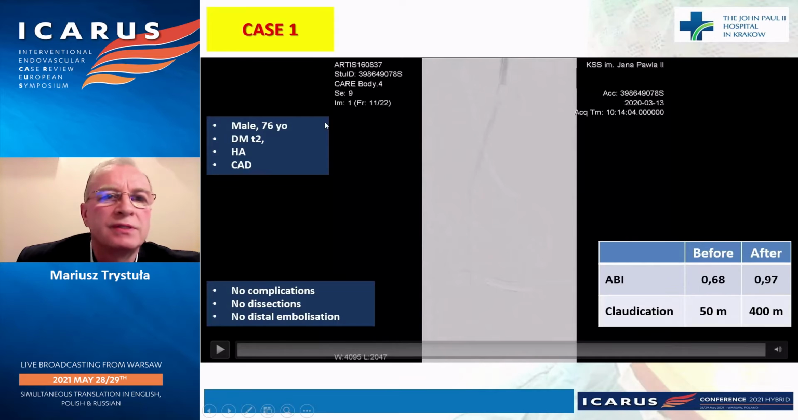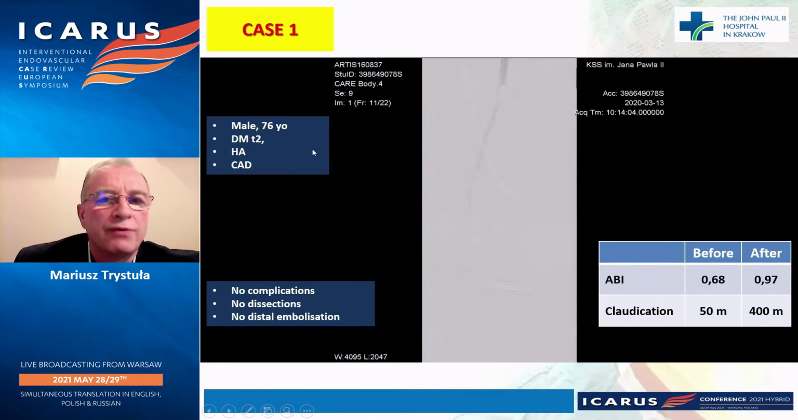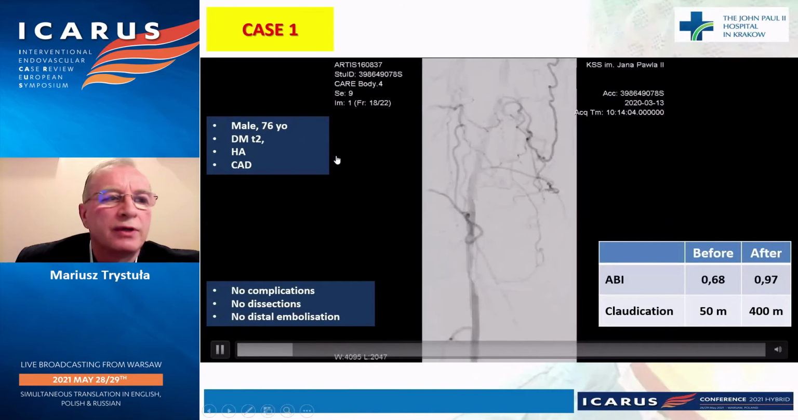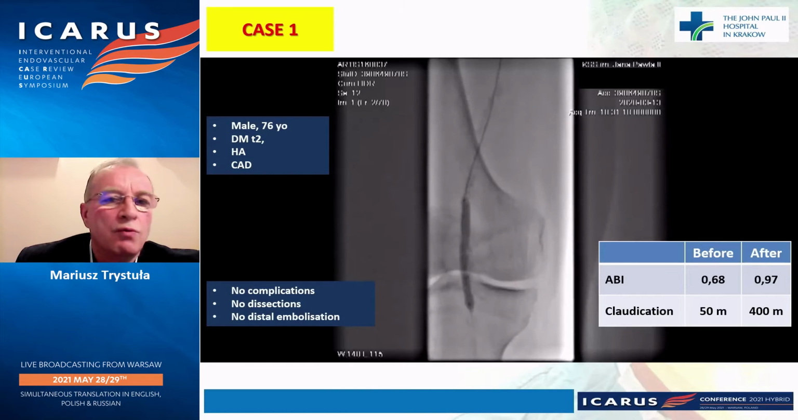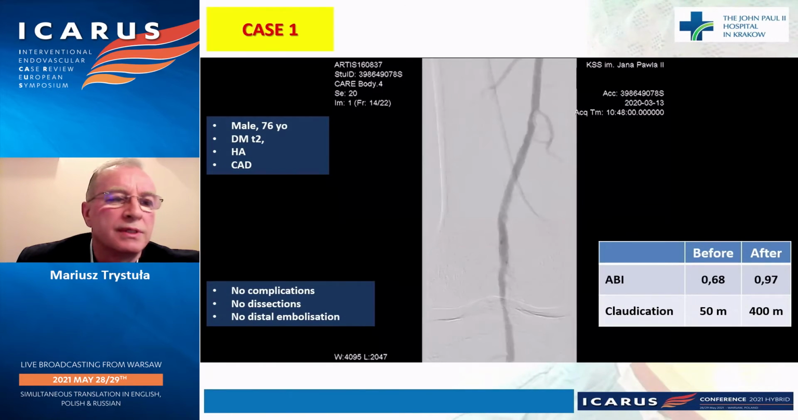The first one: male, 76 years old, diabetes, hypertension, coronary artery disease, with heavily calcified two-level critical stenosis of distal SFA and popliteal, with almost complete occlusion of distal SFA with very well extended collaterals. We used a 5 millimeter IVL catheter. ABI before 0.68, after 0.97, and extension of the distance of claudication from 50 meters to 400 meters. No complications, no dissection, no distal embolization.